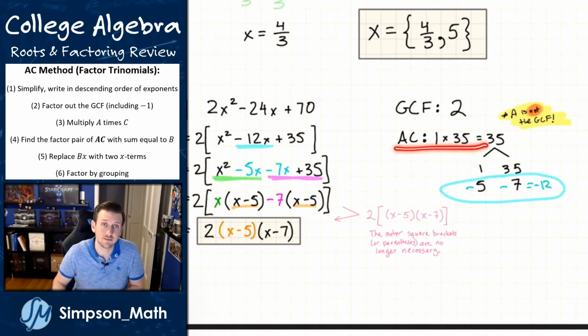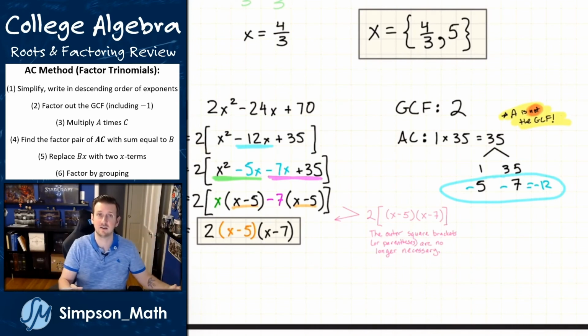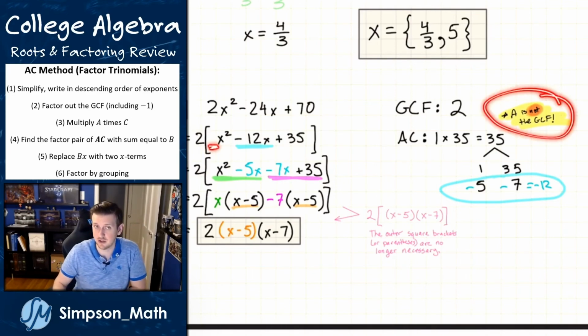So now, what is AC? I'm looking at AC after I pulled out the GCF of 2. So my A is 1. My C is 35. It is not 140. No, no, no. The A is the coefficient in front of my x squared. This 2 is not in front of my x squared. It is in front of the entire trinomial. So this is the A, which is just a 1. That's a really big note here: the A is not the GCF. So be careful about that.